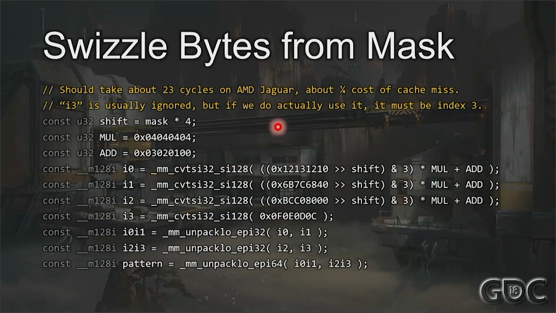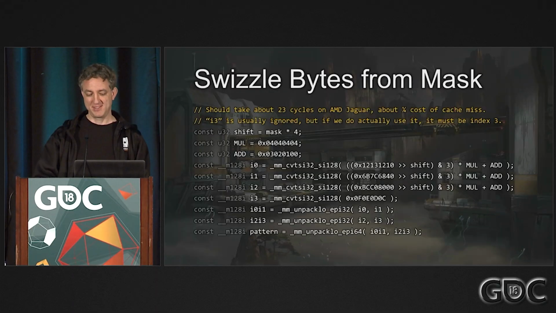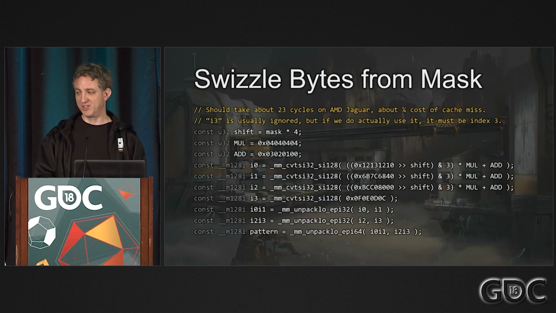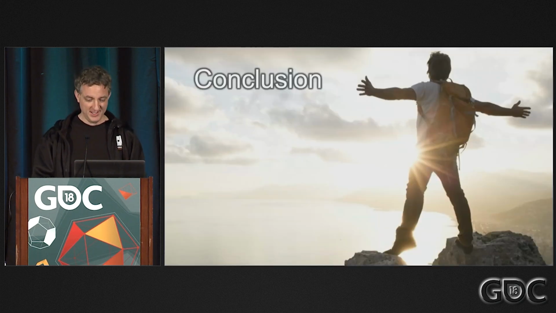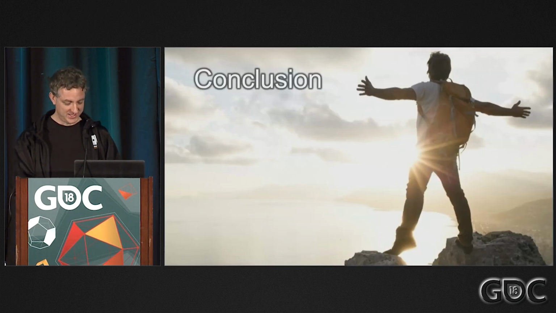And according to Agner Fog's timings, this should be about 23 cycles on Jaguar, which is about a quarter of the cost of a cache miss. But to be honest, we just pay for the cache miss and do it the simple lookup table way. Okay, the conclusion. We got there.